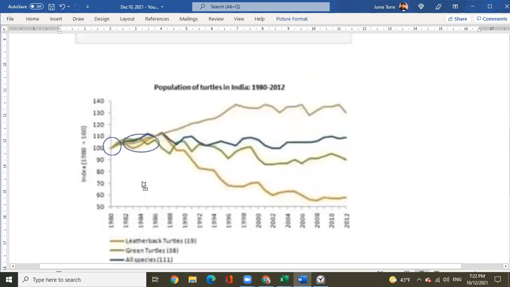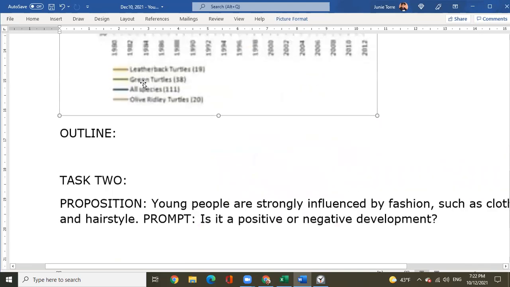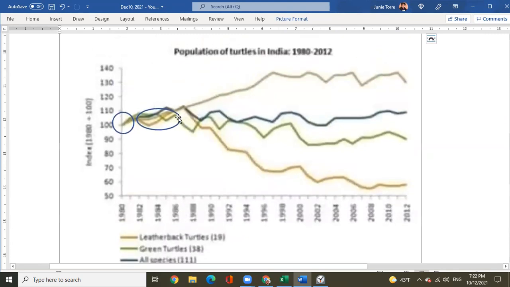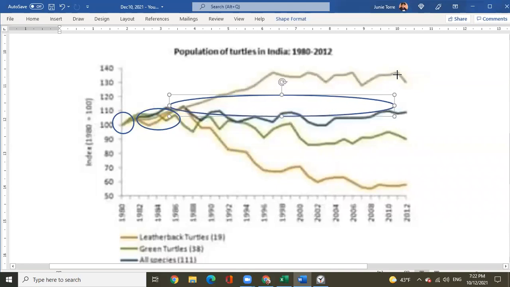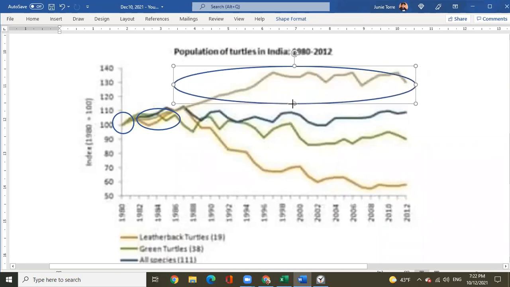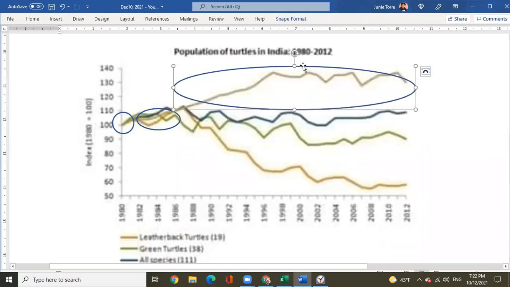So from what year is this? 1982 to 1984. All right. And then the next thing I'm going to do is highlight the increase in the number of turtles for this one. That's going to be my next cluster. That's how big the cluster is. This is the leatherback turtles. It's a big turtle, a heavy one.